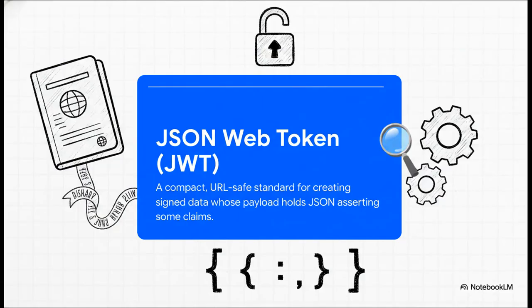That's it. So what even are these tokens we keep talking about? Well, most of the time, we're talking about something called a JSON Web Token, or JWT for short. You'll see that acronym everywhere. A JWT is basically like a little digital passport. It's a compact, self-contained string of text that can securely pass information back and forth. And inside that string is a JSON object that holds claims, basically statements about who the user is and what they have permission to do.